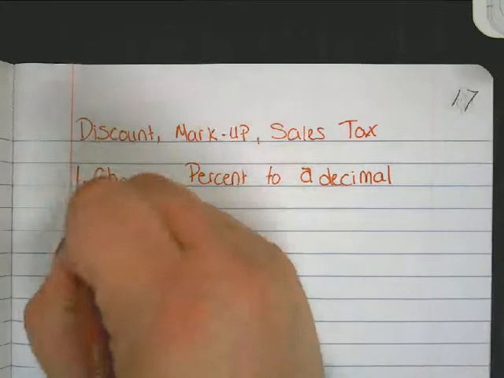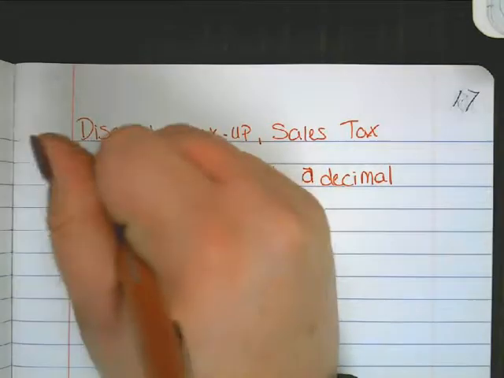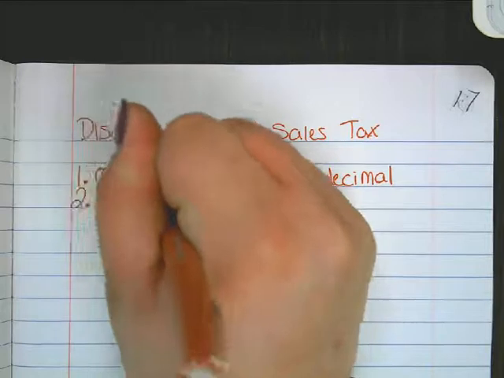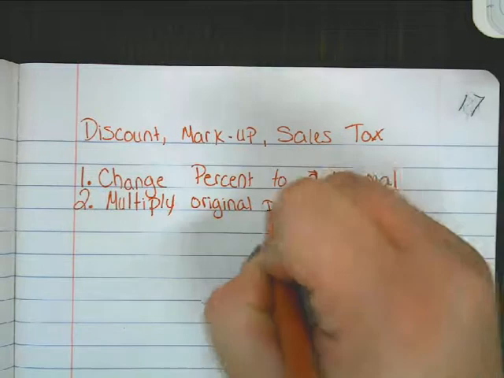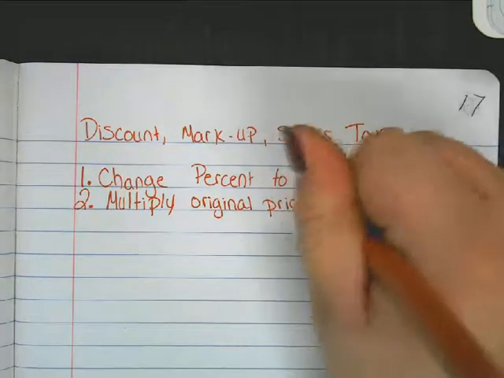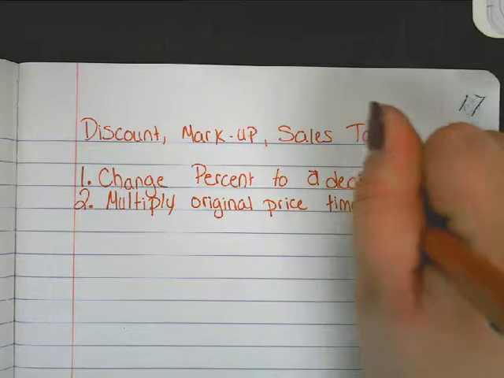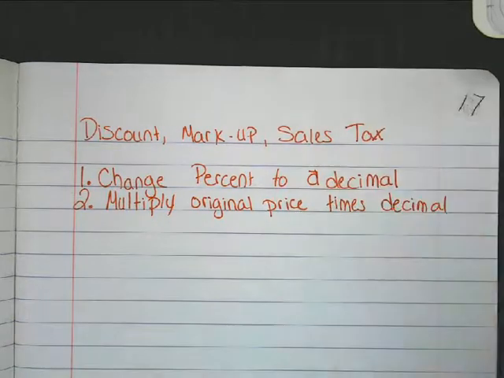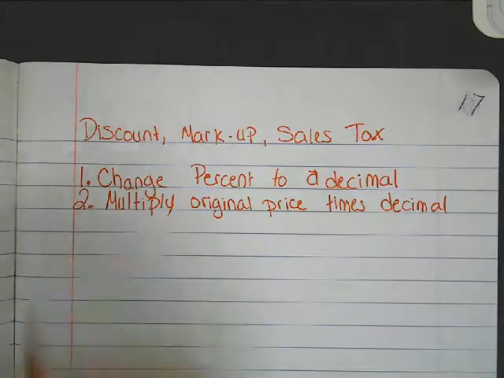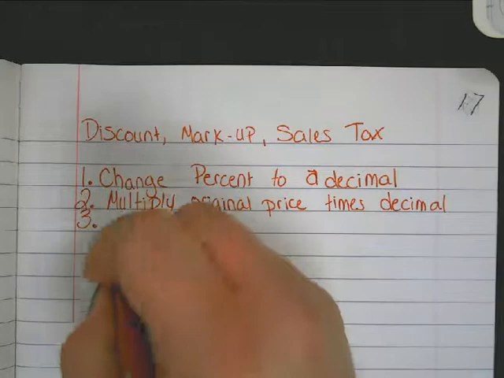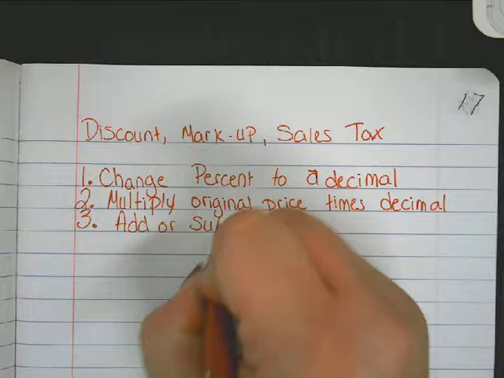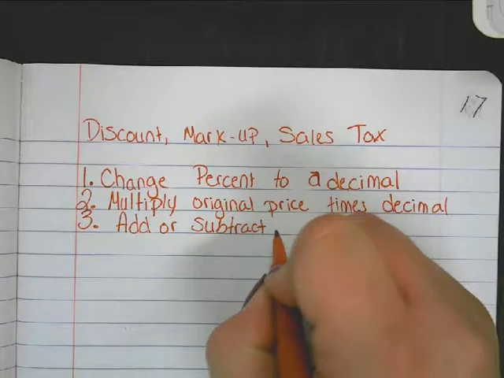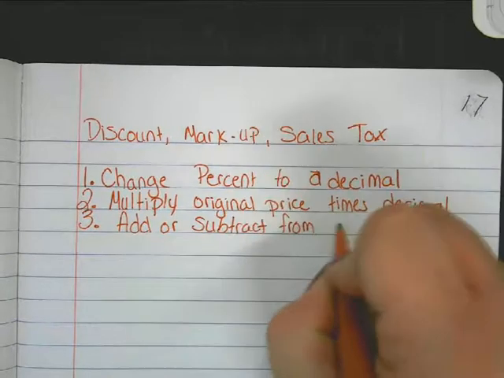Step 2, you're going to multiply the original price times the decimal. And step 3, you're going to add or subtract from the original price.